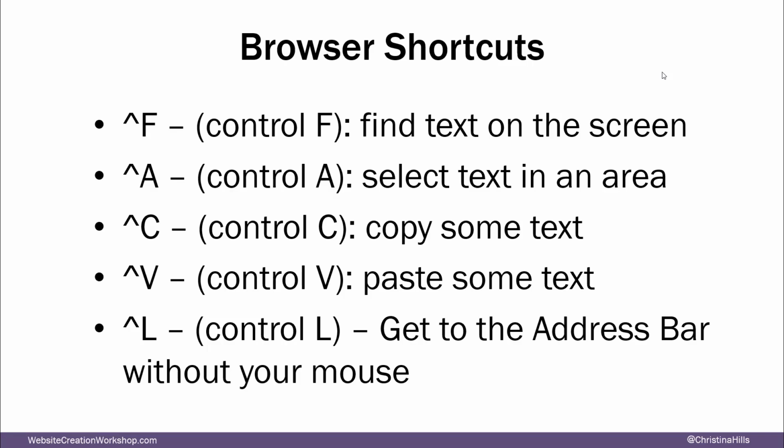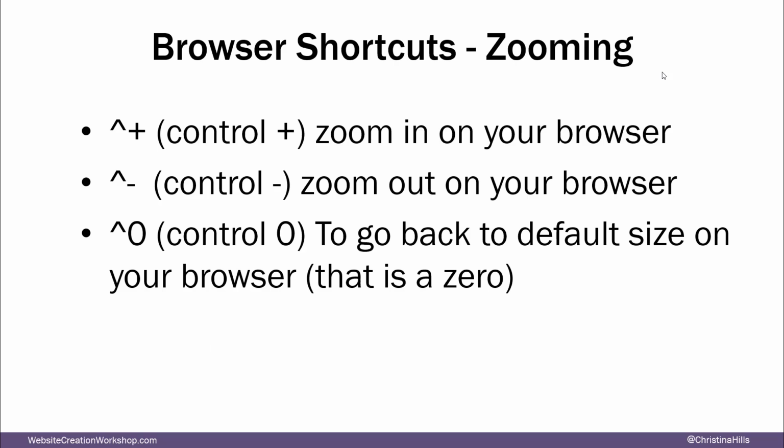So maybe you're on a website and you're searching for something on that page. Control A will select everything in an area. Control C will copy text. Control V will paste text. And Control L will get to the address bar at the top. And this one, zooming in and out, is great, especially if you don't have your glasses and you want to zoom in. Control plus will zoom in, Control minus will zoom out, and Control 0 will go back to the default size on your browser.